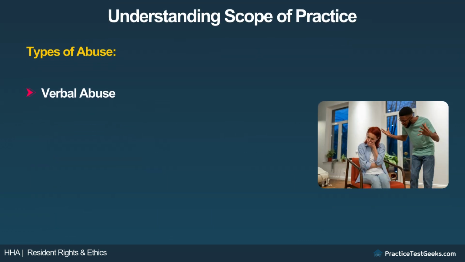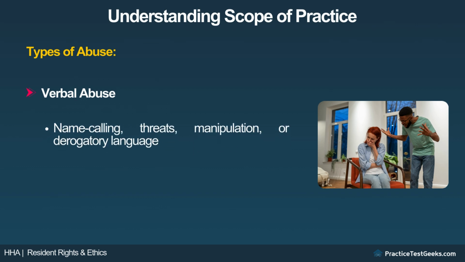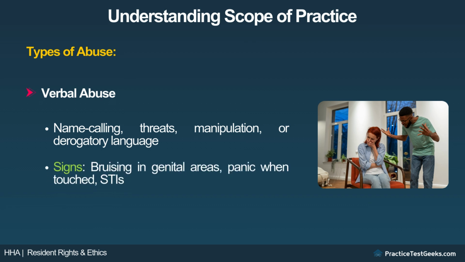Verbal abuse: name-calling, threats, manipulation, or derogatory language. Signs: emotional distress, crying, low mood after conversations. Abuse may be committed by family members, other caregivers, or even professionals.